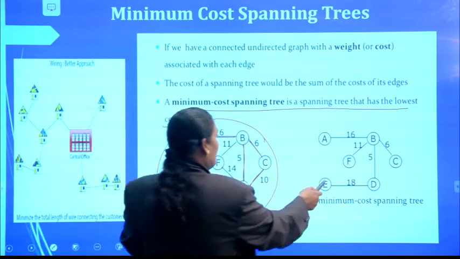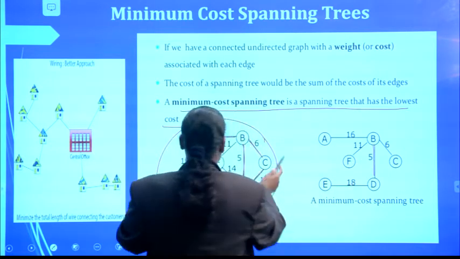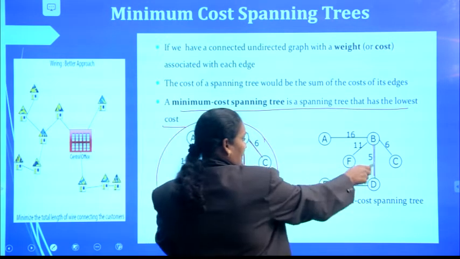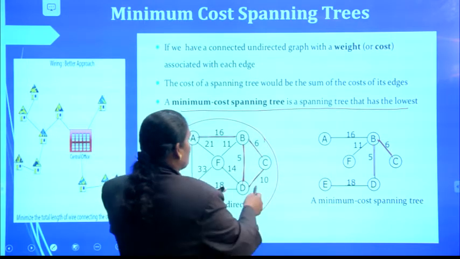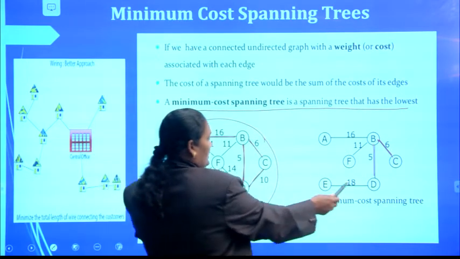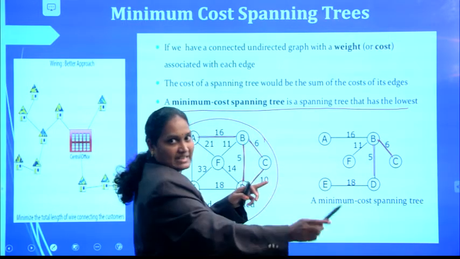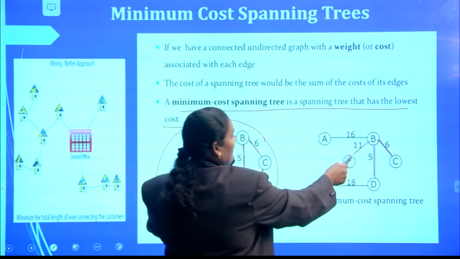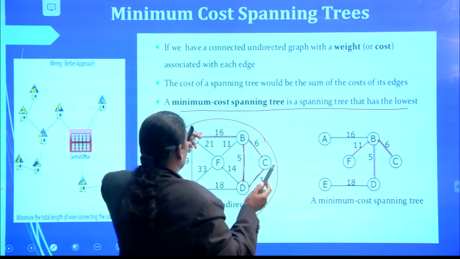Let us see this one. If you observe this graph, the minimum cost edge is 5. First minimum cost edge is 5. Next minimum cost edge is 6. The next minimum cost edge is 10. So if you consider 10 here, it creates a cycle, so we are not selecting 10. Next minimum cost edge is 11. So here we are considering 11. Next minimum cost edges are 14 and 16.